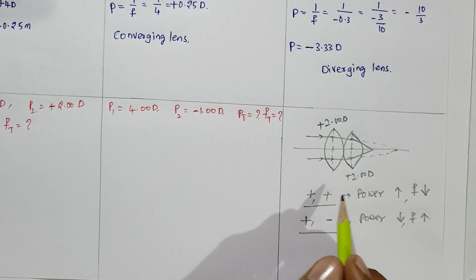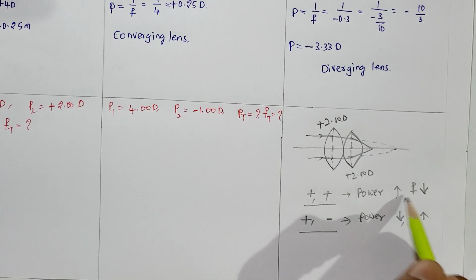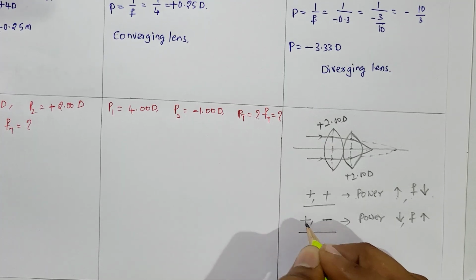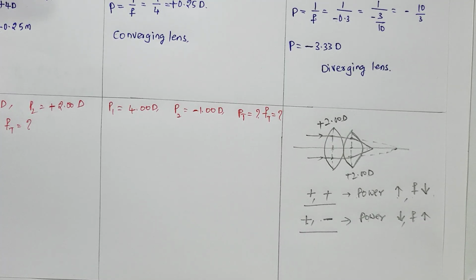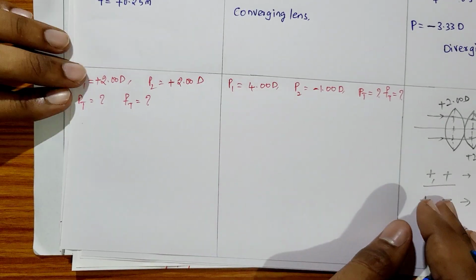When you add two lenses of same polarity, the power will increase and the focal length will decrease. If you add two lenses of opposite polarity, the power will decrease and the focal length will increase. Okay? Now let us come to this combination of power of lens formula.